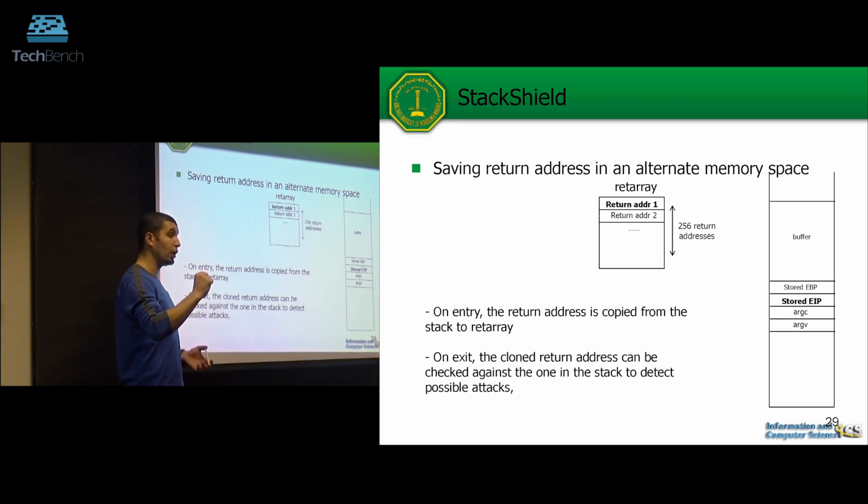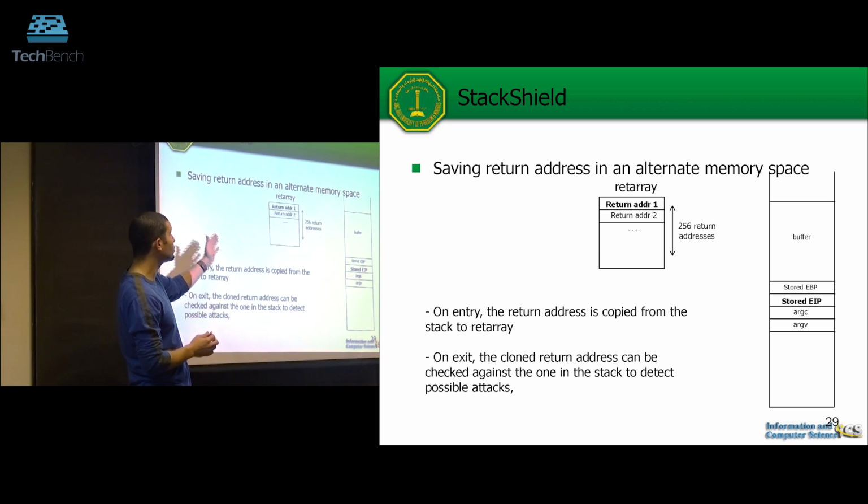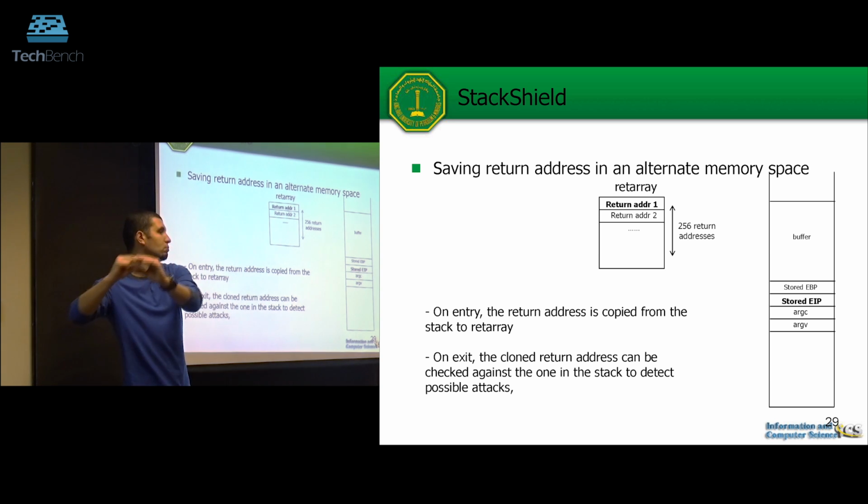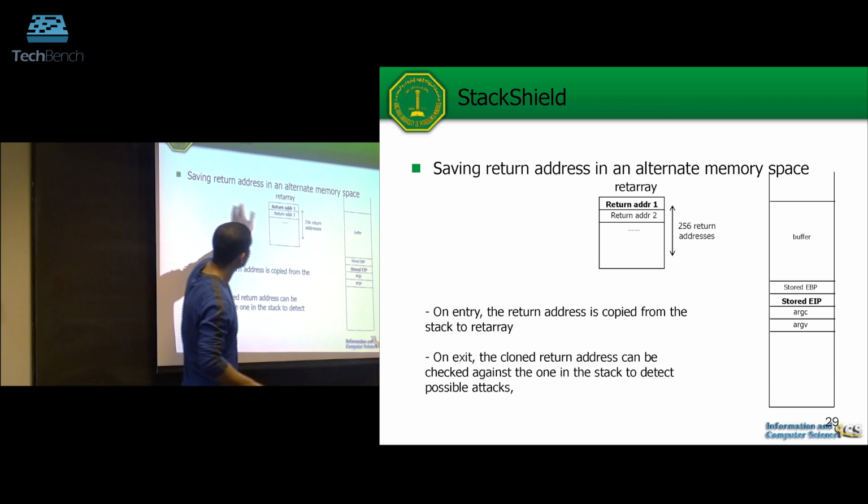Now, normally when you call a function, the return address will be set on the stack. When you exit from that function, that return address should be the same, should not change. So here the idea is to check if that return address has changed or not. So basically what you do, when you call a function, before starting execution of that function, you go and store that value of EIP in another return address somewhere else.